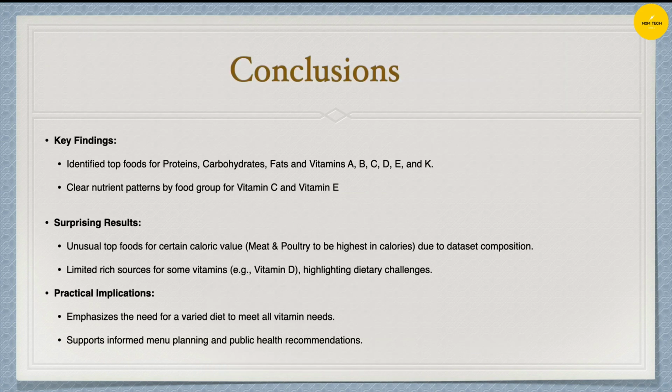Okay, let's come to the conclusion. In summary, we identified top foods for various nutrients, uncovered clear patterns by food group, and even noted surprising results like unusual top caloric sources. These findings emphasize the importance of a varied diet and can inform better menu planning and public health guidance.